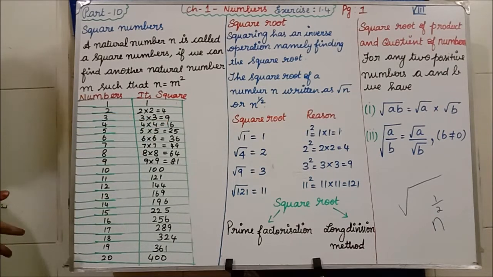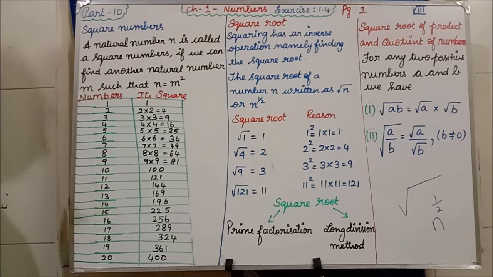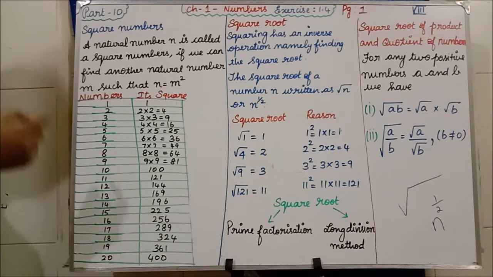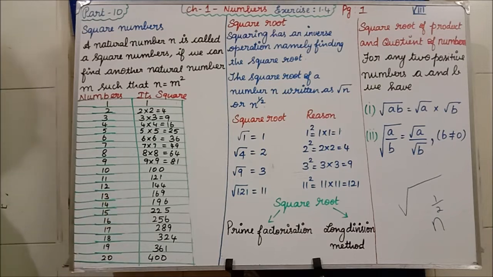4 fours are 16. Students, in 8th standard, you have to know compulsorily 1 to 30 square numbers, you have to get thorough with that. Clear? Here I have written only 1 to 20 square numbers, but you have to be thorough with 1 to 30 square numbers. Clear? If I say what is the square of 11, immediately you have to say 121. If I say what is the square of 15, you have to say immediately 225. 15 square is 15 into 15, and if you multiply, we will get 225.